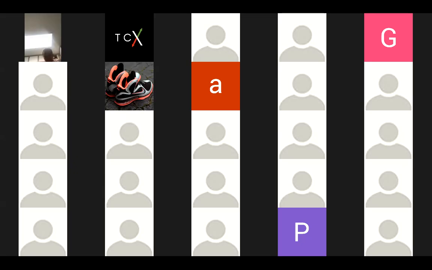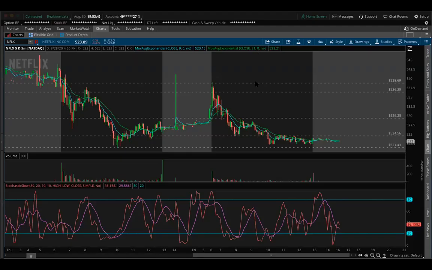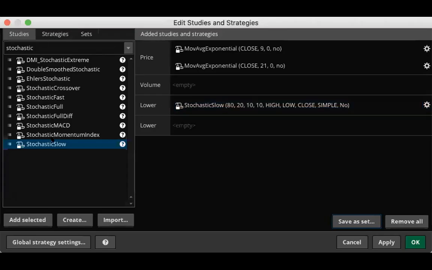Now, stochastic slow. Same thing. On the stochastic slow, you want to do this. Look up STOCHASTIC. Go on the very bottom. Stochastic slow. You leave the settings that's on there. Leave the default setting. All right.